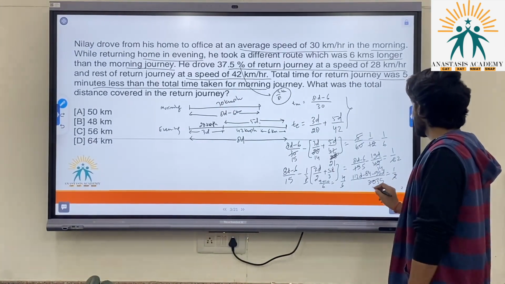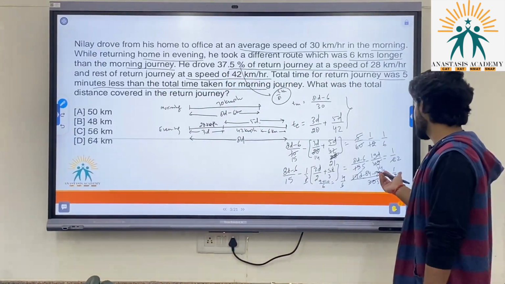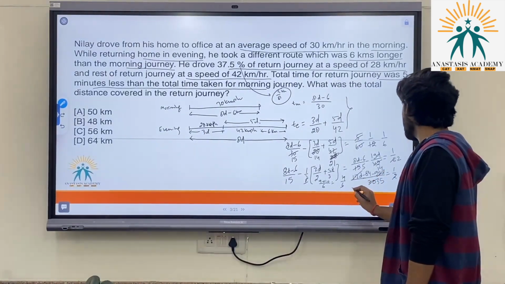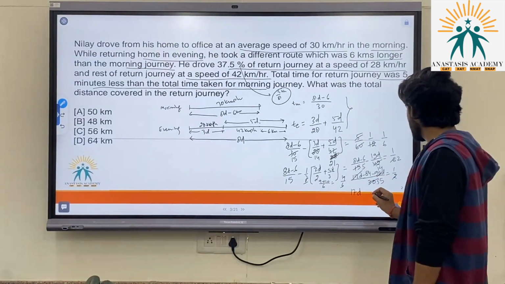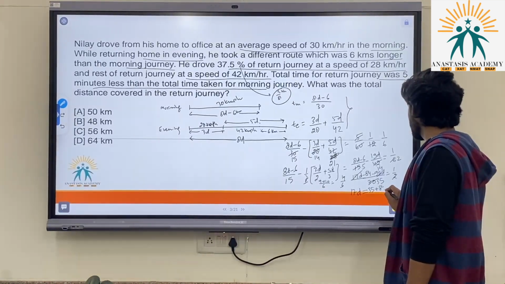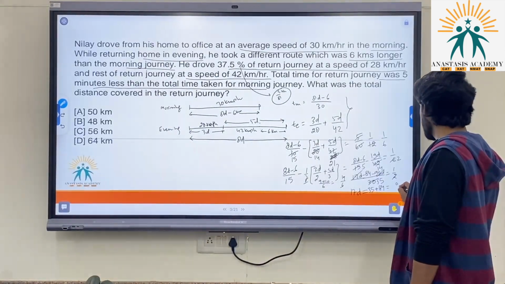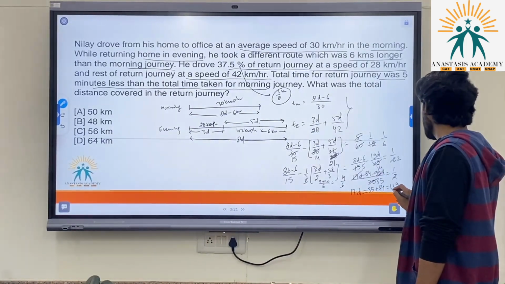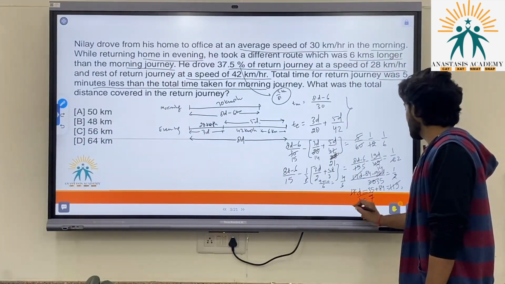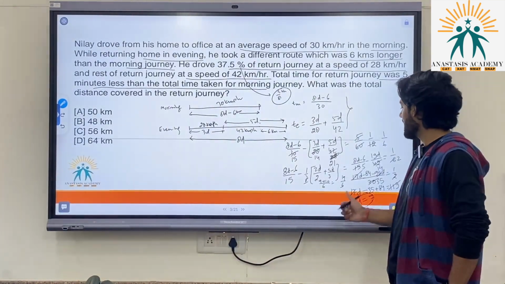Cancelling it with 35, 112D minus 95D, how much is this? 17D is equal to 35 plus 84, which is 119. 17 cancels it 7 times. So from here I get D is equal to 7.